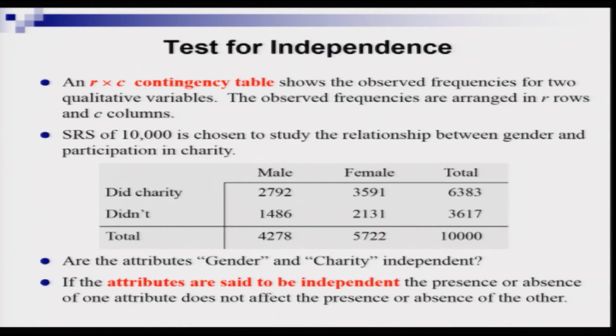So, let me assume that in the general setup, the most general case, we have an R cross C contingency table, and basically that shows the observed frequencies for 2 qualitative variables or attributes, and you can name them A1 and A2, and the observed frequencies are arranged in the cells. Now, the best way to understand this test for independence or association is through a hypothetical example. Let me talk about a hypothesis.